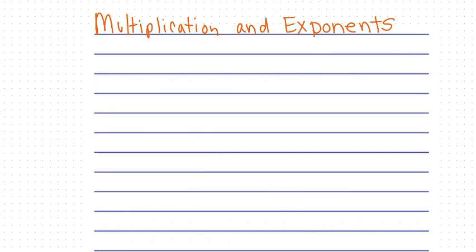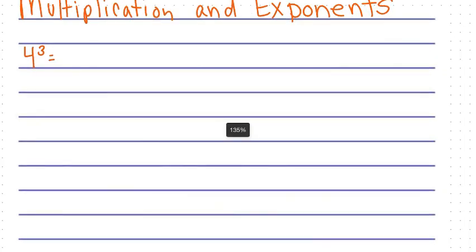Okay, so the first example we're going to do is 4 to the third power. We're going to expand that out. So 4 to the third power just means I have 4 threes. 4 times 4 times 4. Go ahead and find what that is with your calculator. Yep, 64.